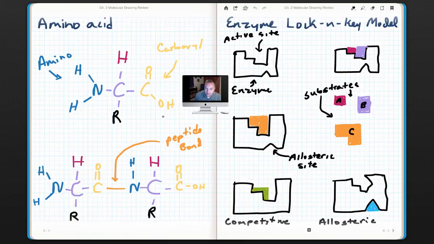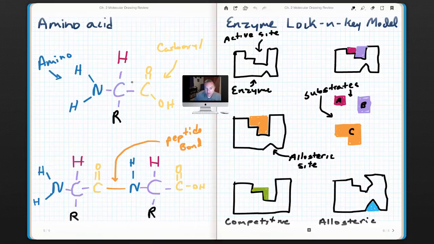Now, some people get confused that this OH is a hydroxyl group, but it is not. You need to look and see what this is attached to. If the OH is attached to a carbon with a double bonded oxygen, it's a carboxyl. So that's an amino acid. Now the R group is the variable. This is what makes one amino acid different from another.